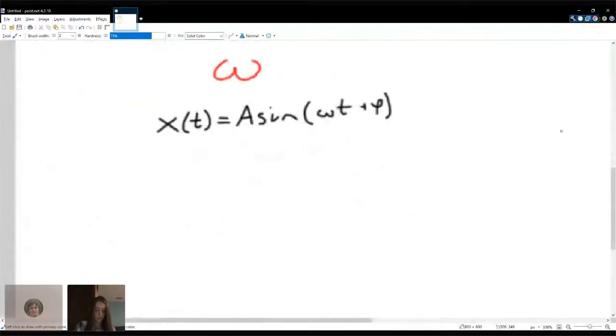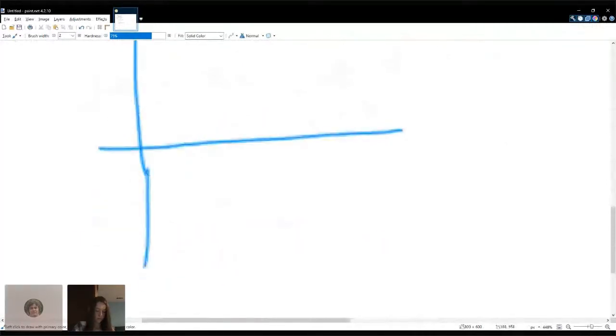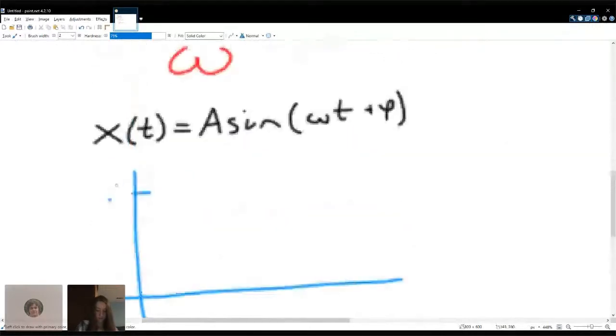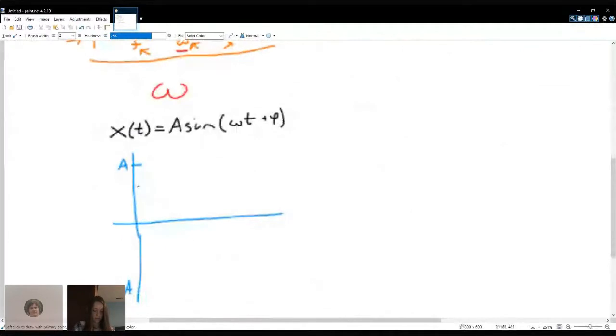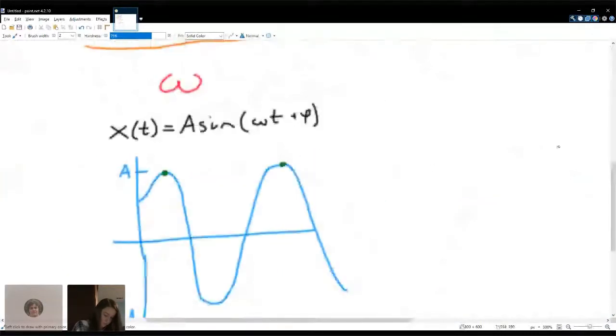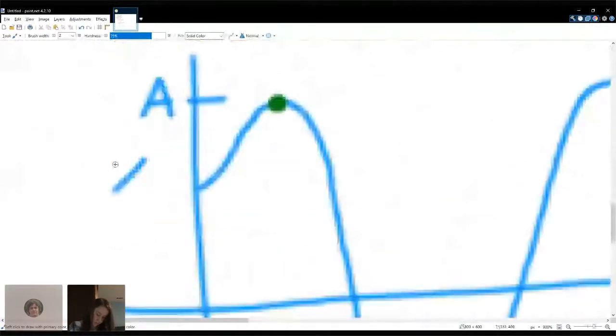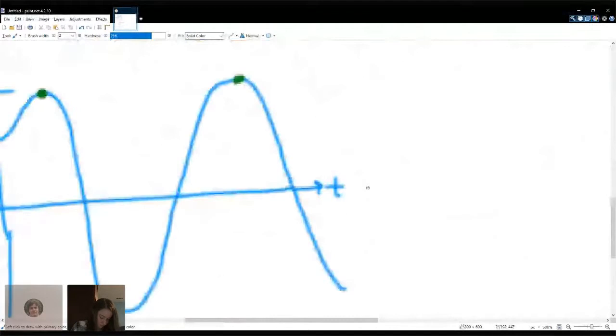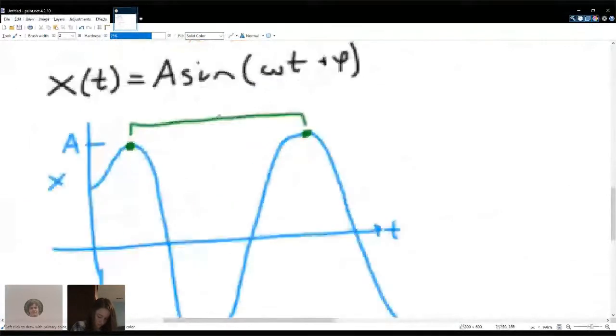So what this graph looks like is exactly what you'd expect. It's just a wave. It goes from negative A to A. This graph makes more sense if you take pre-cal, but if you haven't, don't worry about it. It doesn't get too mathematically heavy for actually answering questions. It oscillates back and forth between negative A and A. And the time it takes for it to return to its initial position, I should label my axes. This is x, and this is time. This length right here on the time axis is called the period.